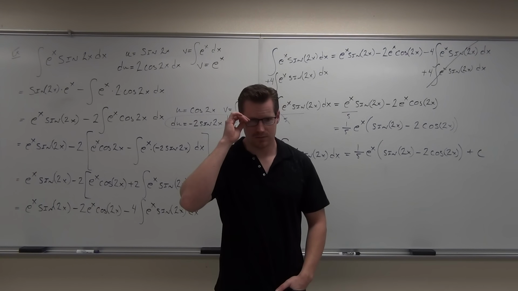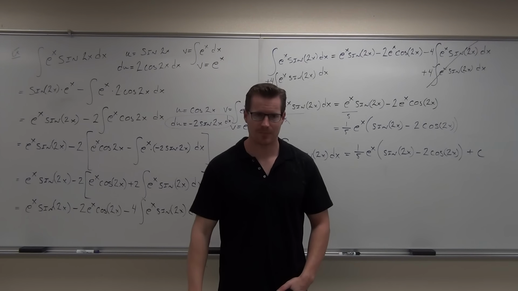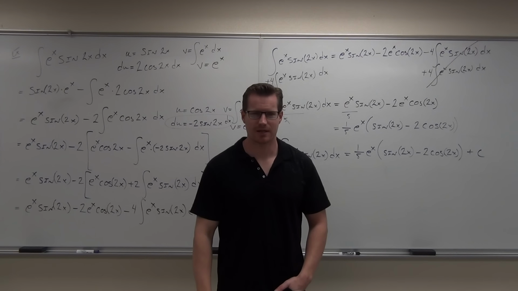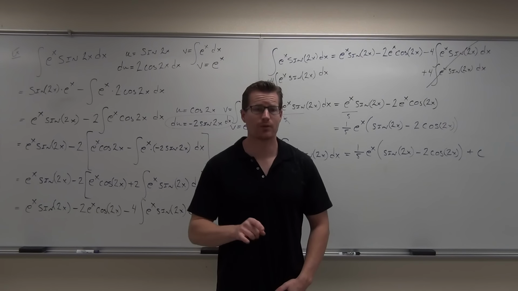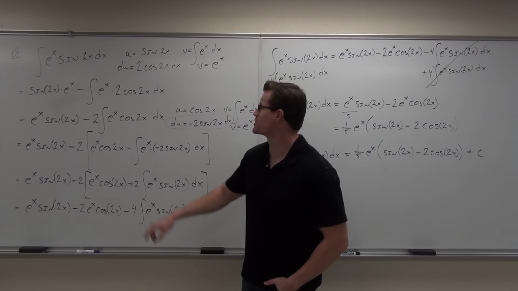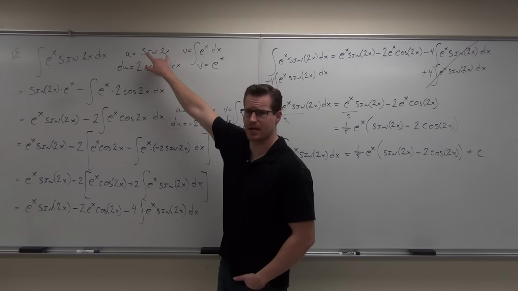Because you have two looping terms, would it matter if you switch the e to the x and the cosine? I don't think so, and I haven't done it. I think I did it a long time ago. I don't think it matters. My point here was to pick the same thing, though. Pick sine x, pick cosine x.